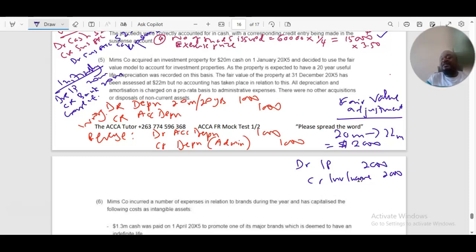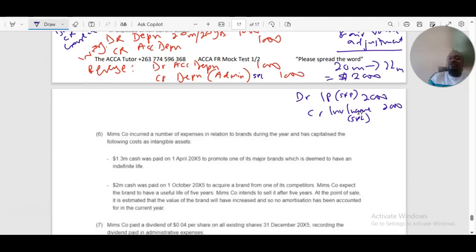Remember, these adjustments will help you to find the figures to slot in your statement of profit or loss. Remember, the investment income here is a statement of profit or loss item, while this debit is a statement of financial position item. Know your statement of profit or loss items. The admin expenses we talked about is also a statement of profit or loss item. You will find them as we go. All right, we're almost through.